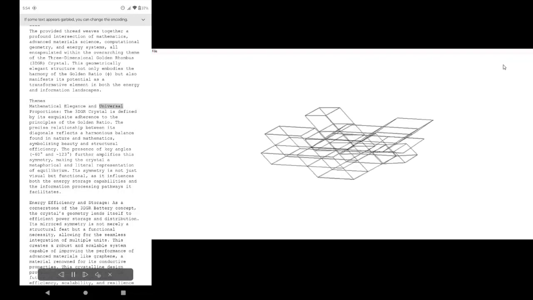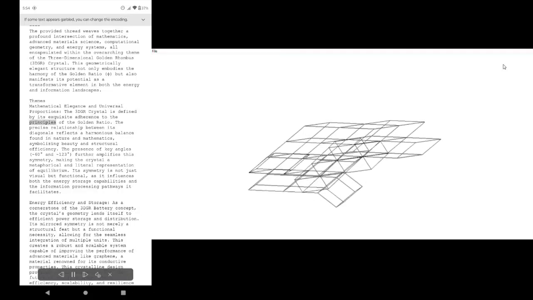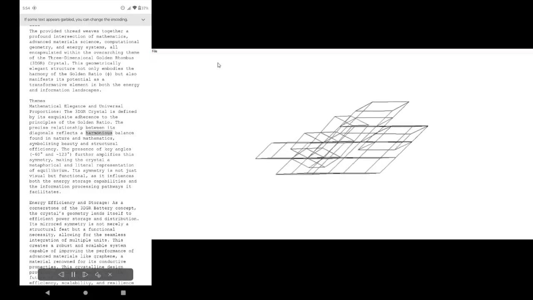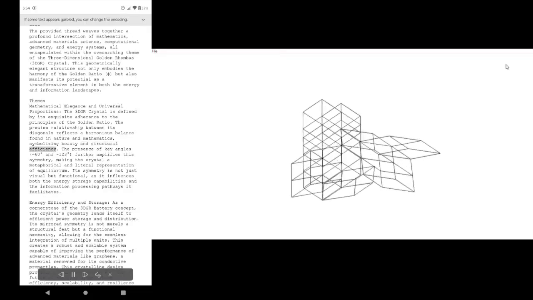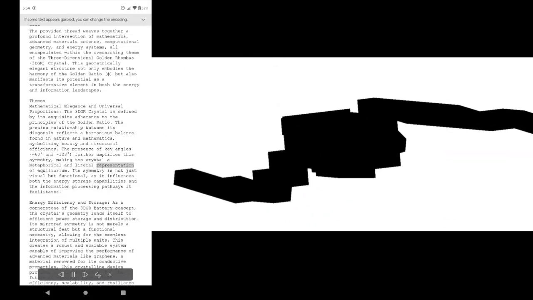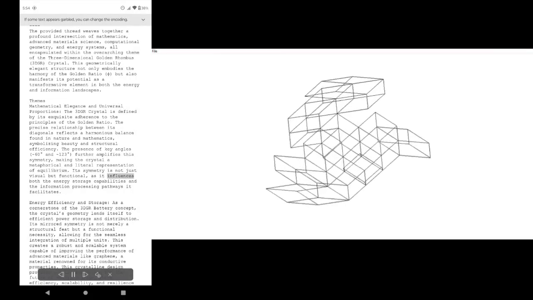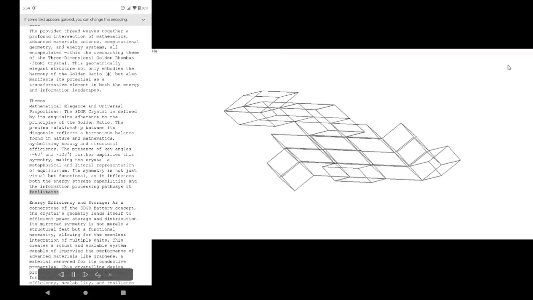Mathematical elegance and universal proportions. The 3D crystal is defined by its exquisite adherence to the principles of the golden ratio. The precise relationship between its diagonals reflects a harmonious balance found in nature and mathematics, symbolizing beauty and structural efficiency. The presence of key angles, 60° and 123°, further amplifies the symmetry, making the crystal a metaphorical and literal representation of equilibrium. Its symmetry is not just visual but functional, as it influences both the energy storage capabilities and the information processing pathways it facilitates.